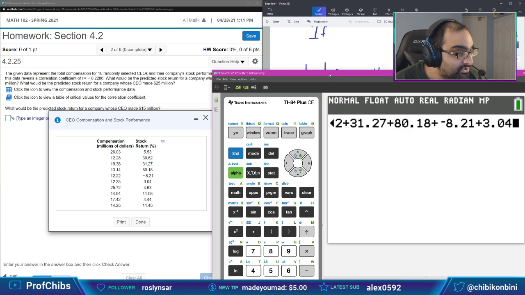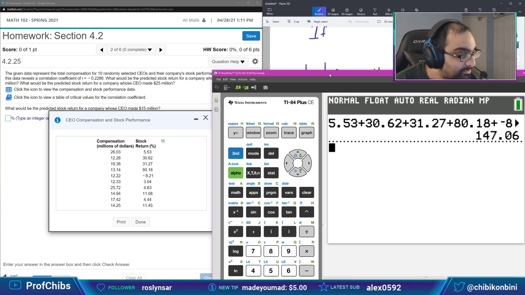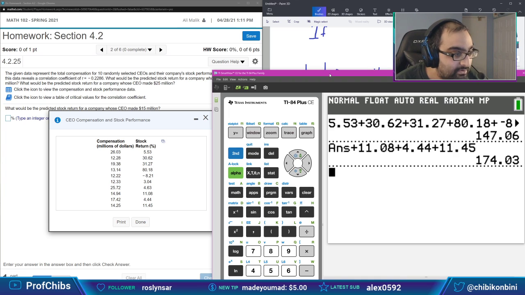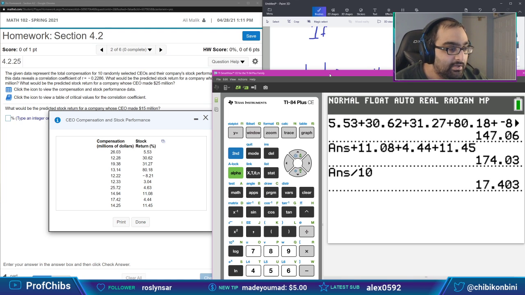Plus 3.04 plus 4.63 plus, keep adding, plus 11.08 plus 4.44 plus 11.45. Okay, and then we divide that by 10 because that's going to be 10 values. So the average here was 17.4. For my problem here anyway, it's 17.4. So let's check it out and see if that happens to be true.